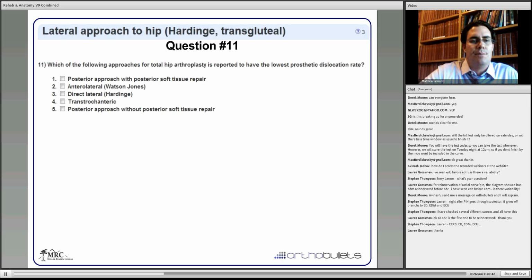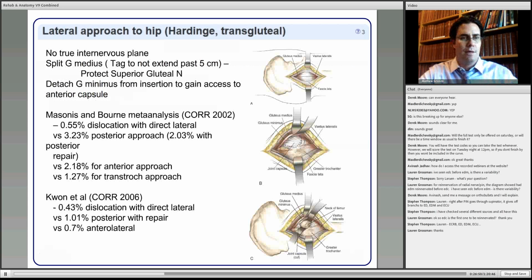Which of the following approaches for total hip arthroplasty is reported to have the lowest prosthetic dislocation rate? So remember, the answer to this question is the lateral approach to the hip, or the Hardinge approach. Let's talk a little bit about that. For that approach, there's no true internervous plane. You split the gluteus medius. Remember, you want to tag the gluteus medius so that you don't extend past 5 centimeters to protect your superior gluteal nerve. You then detach the gluteus minimus from its insertion to gain access to your anterior capsule.